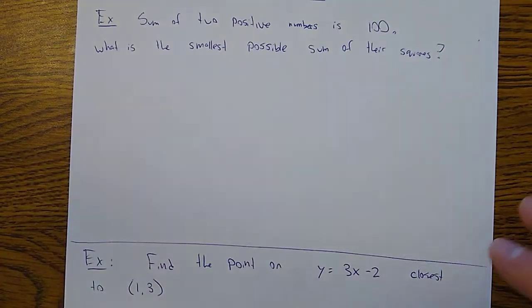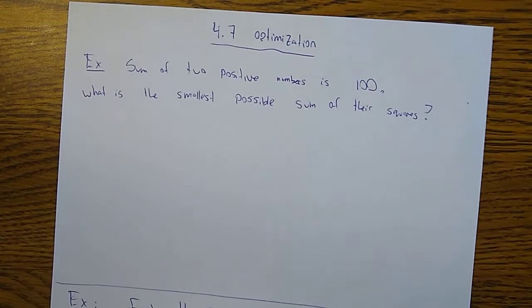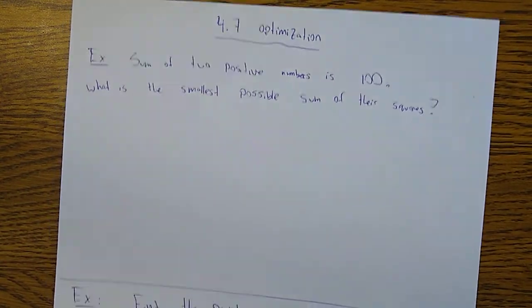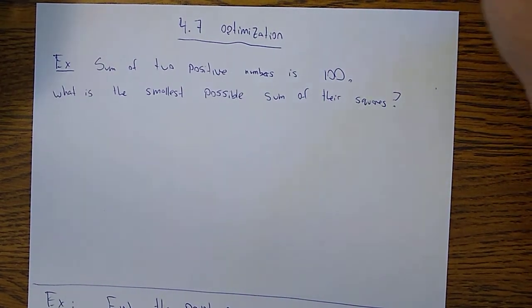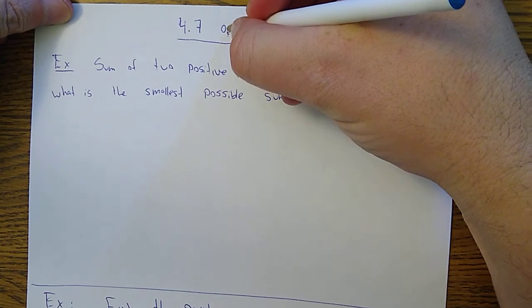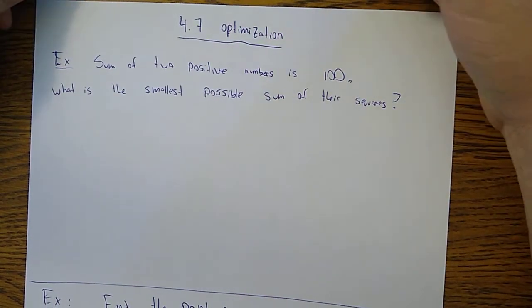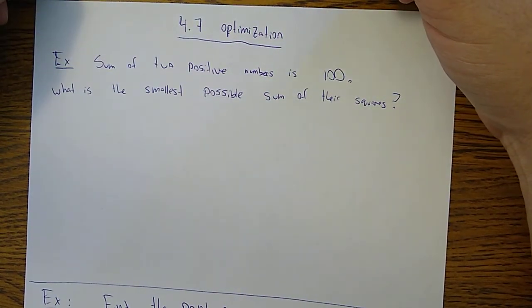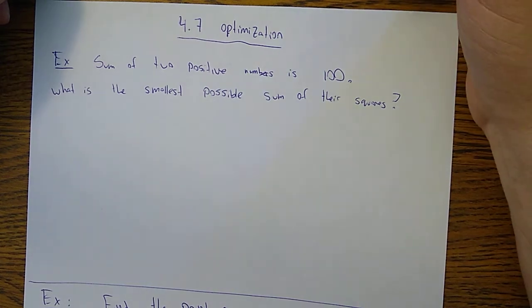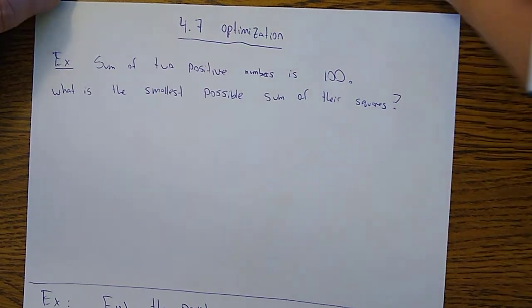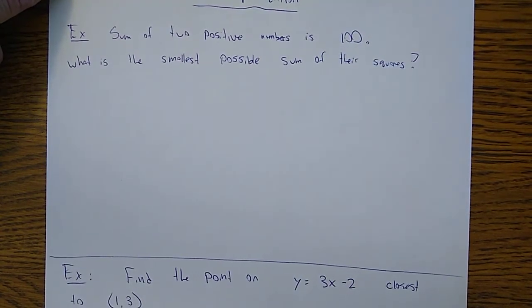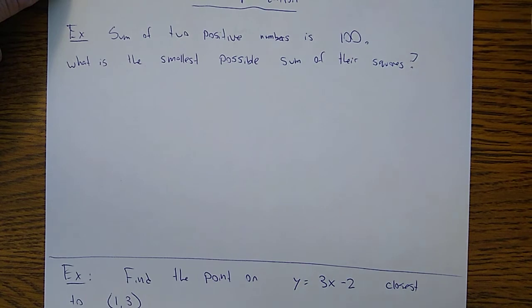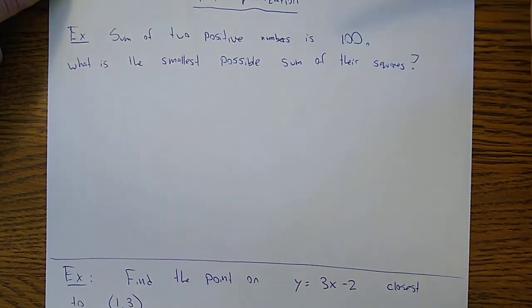Okay, so here's a video about 4.7. These are optimization problems. There's not too much new calculus-wise in this section. It's just a lot of word problems involving maximums and minimums and what is the largest and what is the smallest. So the hardest part about these is setting them up and figuring out what equations you are supposed to use. So here's an example.